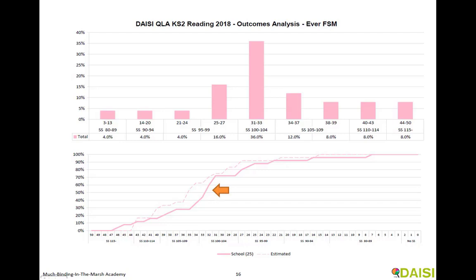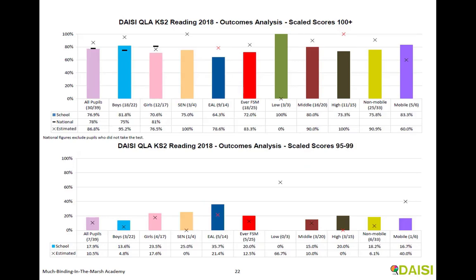For example, how did your disadvantaged pupils' results compare with their scaled scores had they got neutral progress? But you don't want that just for disadvantaged pupils. What about your low, middle and high prior attainers? Pupils who have come to your school recently, or those who have been there for several years, and pupils with SEN or who have English as an additional language.